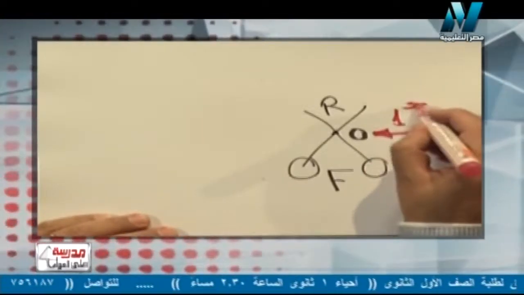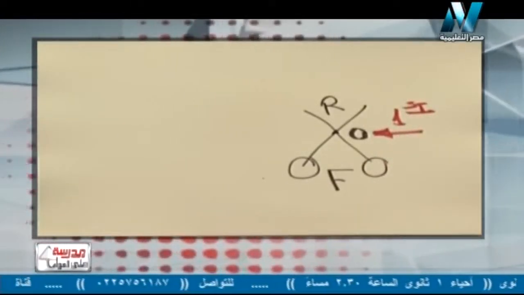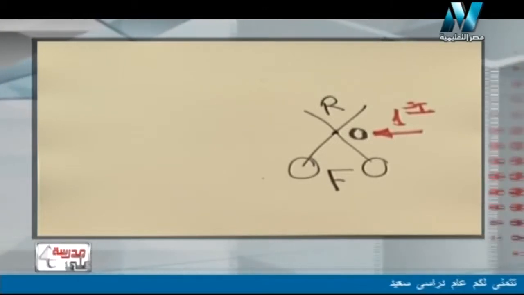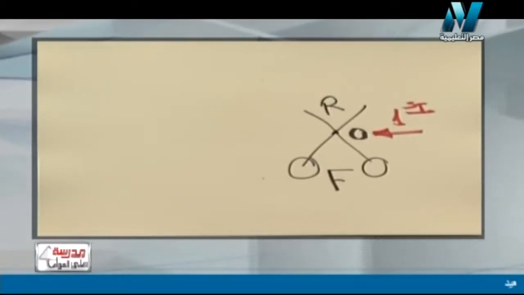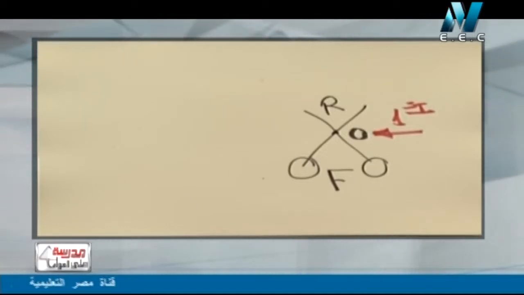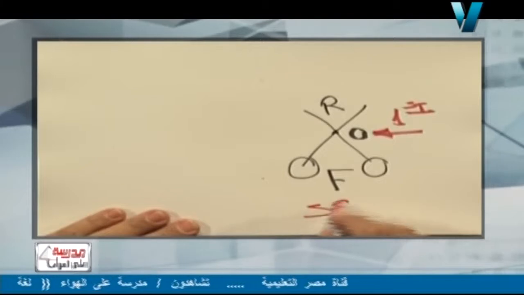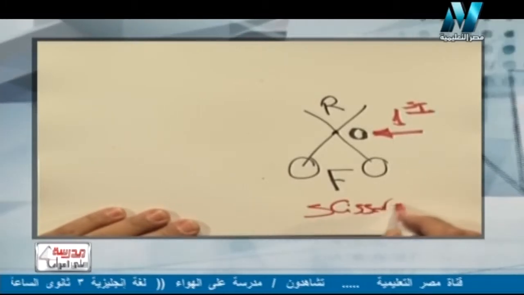So it will be what? It will be first class lever. First class lever. Why? Or give reason? Because it has O in the middle between resistance force and effort force. So again, it has O in the middle between resistance force and effort force, or it has fulcrum, so it will be first class lever. So scissors are considered from first class lever.